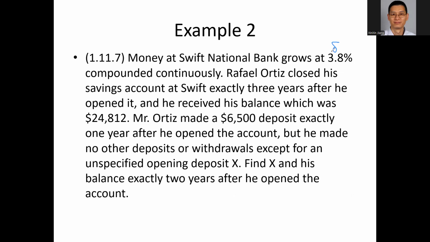Rafael Ortiz closed his savings account at Swift exactly 3 years after he opened it. 3 years. And he received his balance, which was this amount. This is capital A of t, so 3 years, A of 3, but let's say just A. Mr. Ortiz made a $6,500 deposit exactly 1 year after he opened the account, but he made no other deposits or withdrawals except for an unspecified opening deposit X. Find X and his balance exactly 2 years after he opened the account.